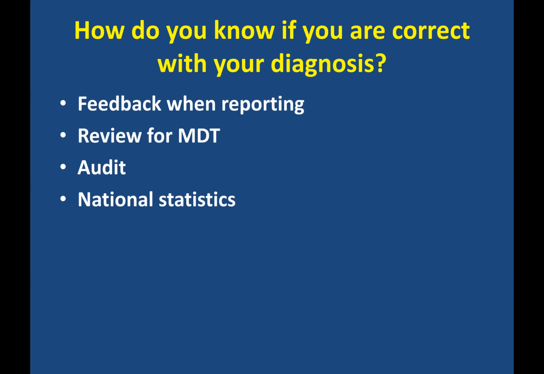So how do you know if you're correct with your diagnosis or predicting high-grade CGIN? Well, there's feedback when reporting if you're screening it or you're showing it to another colleague. Do they agree with you? Obviously, review for MDT. Does your peer group agree with your diagnosis? Audit, and of course, your national statistics as well.